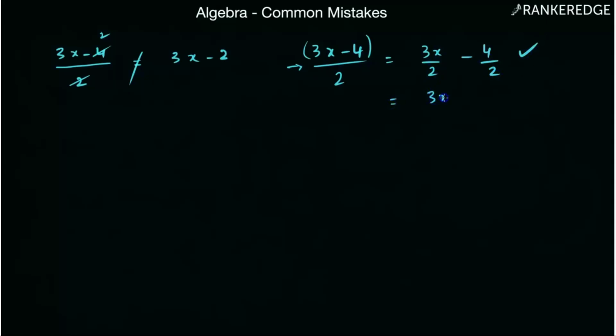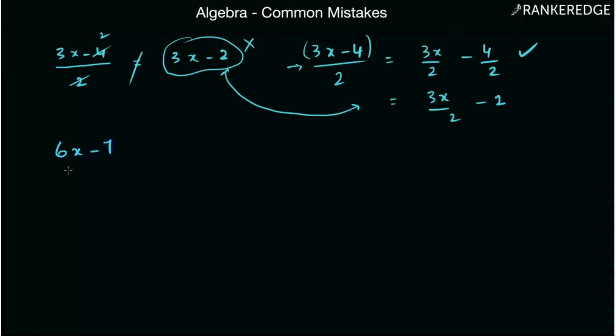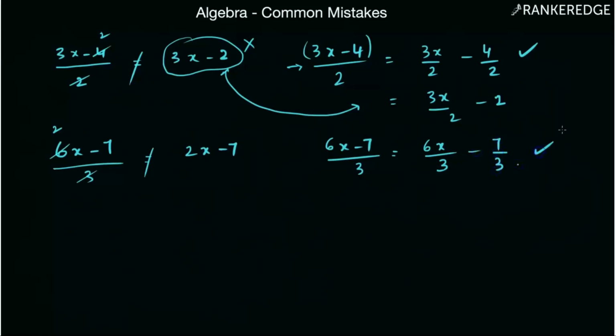So this is the right way to simplify that expression. This will be 3x by 2 minus 2. You can see that these two are different, so you cannot write it like this. This is wrong. Okay, the next one, a similar one, 6x minus 7 divided by 3. Can I strike off 6 two times and write this as 2x minus 7? This is not right, because 6x minus 7 by 3 is equal to, I have to apply the division to both the terms in the numerator. If there are more than 2 terms also, I have to apply this division to all the terms in the numerator: 6x by 3 minus 7 by 3. This is the correct one.